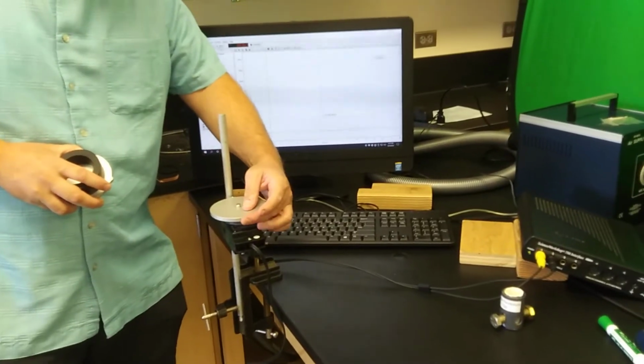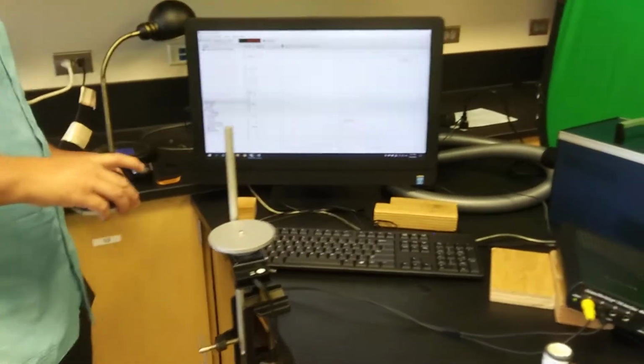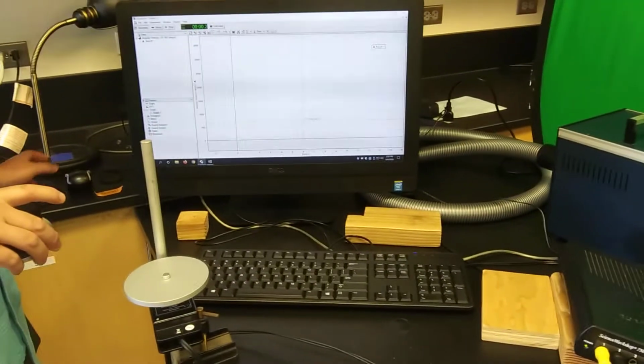Get this one cooking. Now I've got this, which is a disc plus a ring here. I'm going to drop it on here. First, let's start with the graph.